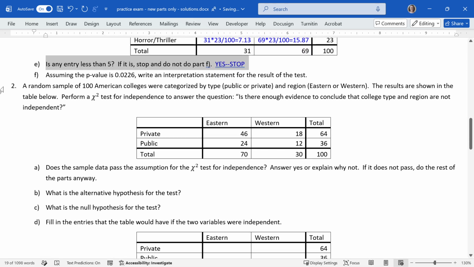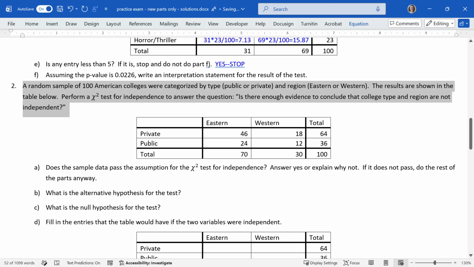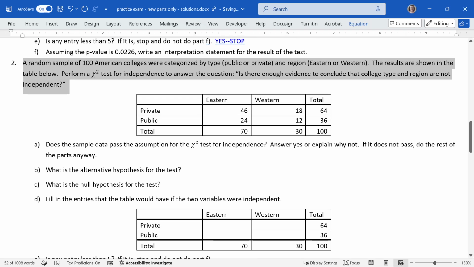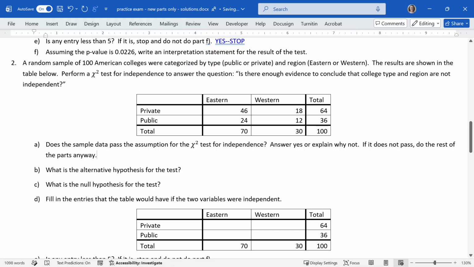A random sample of 100 American colleges were categorized by type, public or private, and region, Eastern or Western. The results are shown in the table below. Perform a chi-squared test for independence to answer the question: is there enough evidence to conclude that college type and region are not independent? Okay, so does this pass the assumption?